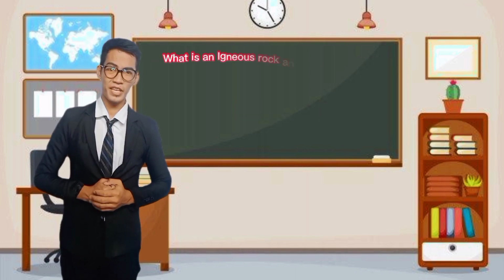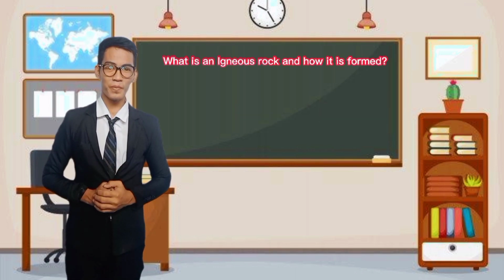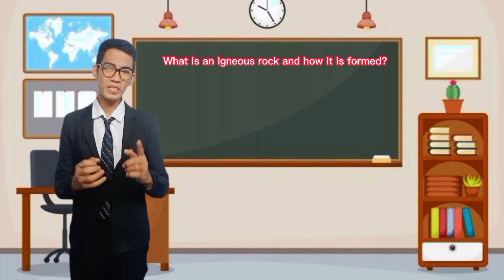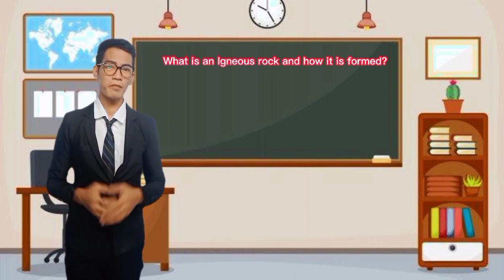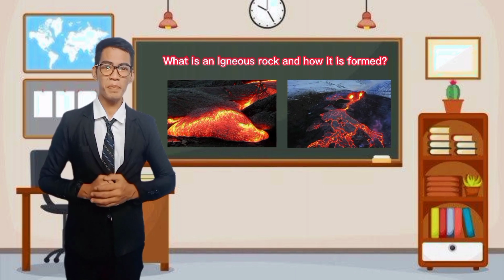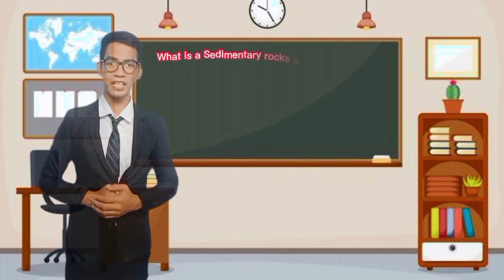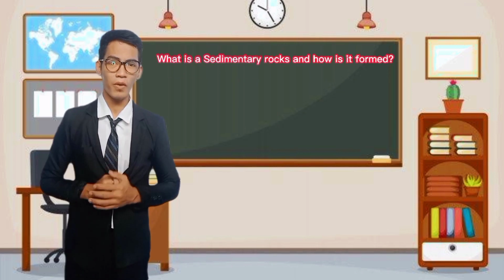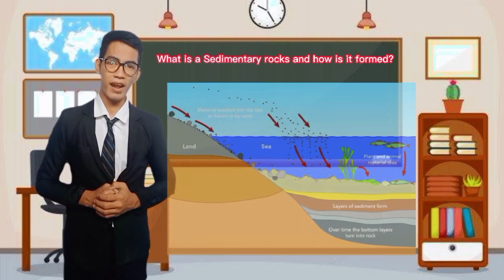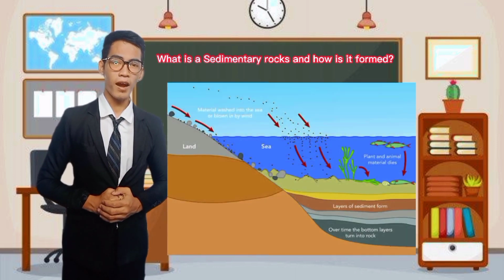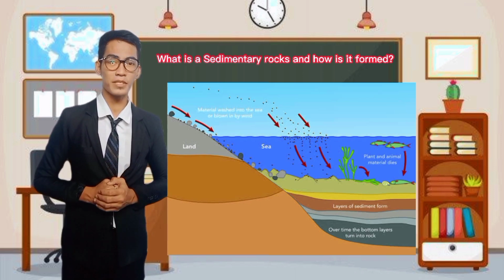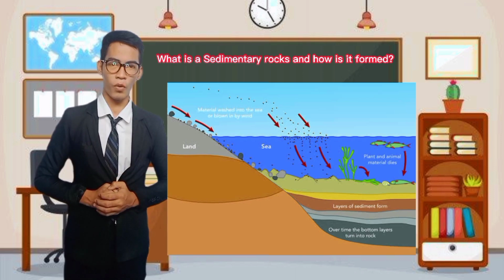So, what is an igneous rock and how is it formed? That's right. An igneous rock is a type of rock formed when magma or lava cools and hardens and becomes this rock. What is a sedimentary rock and how is it formed? That's right. A sedimentary rock is also a type of rock and it's formed when there is a compaction of tiny pieces of rock beneath the seafloor.